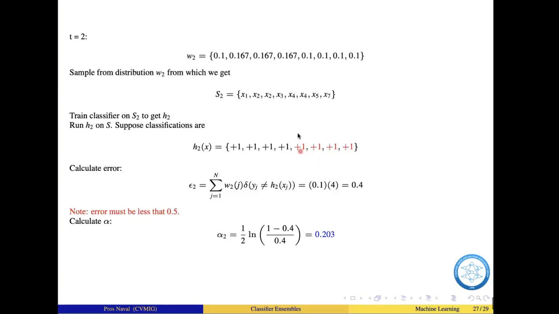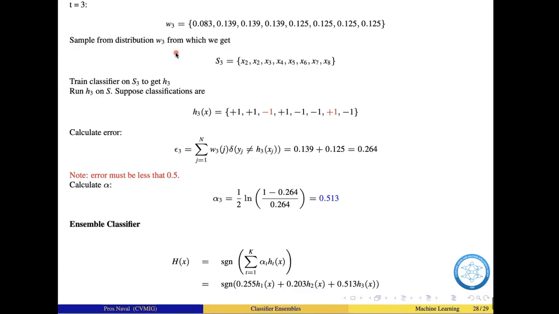So we expect that this will have an increase. The distribution will now focus this time on the last 4 points. Once we do the calculations, try to do this on your own. It has now increased from 0.1 to 0.125. The first one, which was classified correctly by the first and second, will have a smaller chance of getting chosen for the next round.